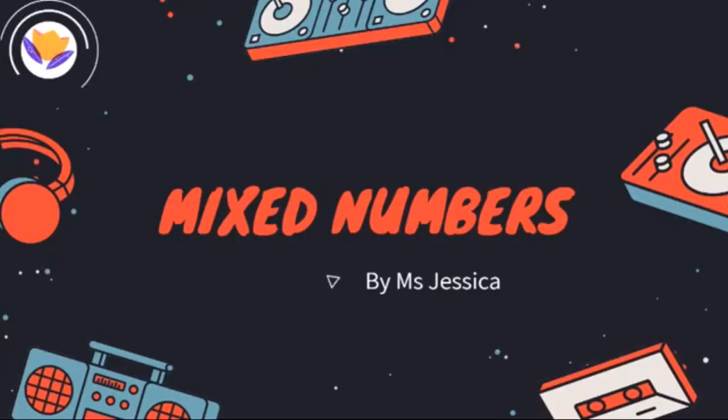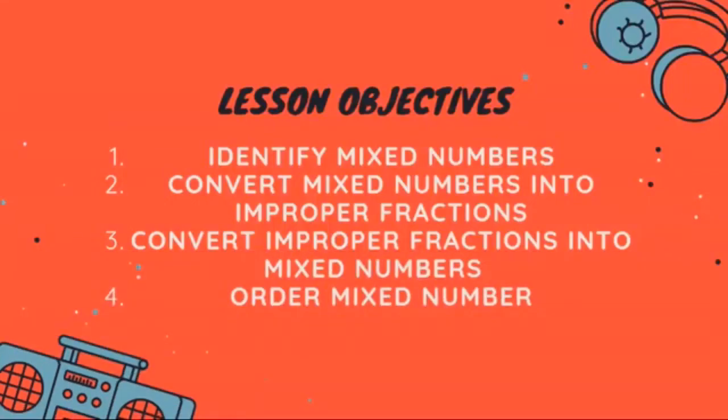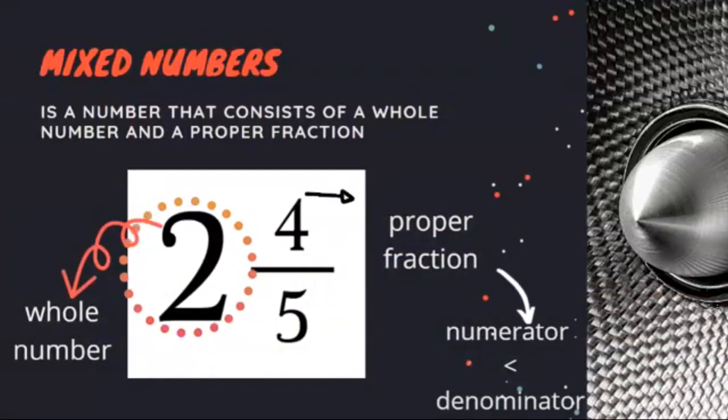We are going to learn about mixed numbers. We have 4 goals that we need to achieve today. First, identify mixed numbers. Second, convert mixed numbers into improper fractions. Third, convert improper fractions into mixed numbers. Fourth, order mixed numbers.